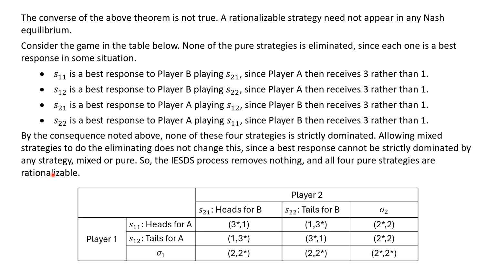So we have all these 4 strategies being rationalizable, but as we know from looking at this example, and I'm kind of giving away the punchline, there's no Nash equilibrium out of the pure strategies. We do know there's a Nash equilibrium out of the mixed strategies. So let's continue on the next slide.